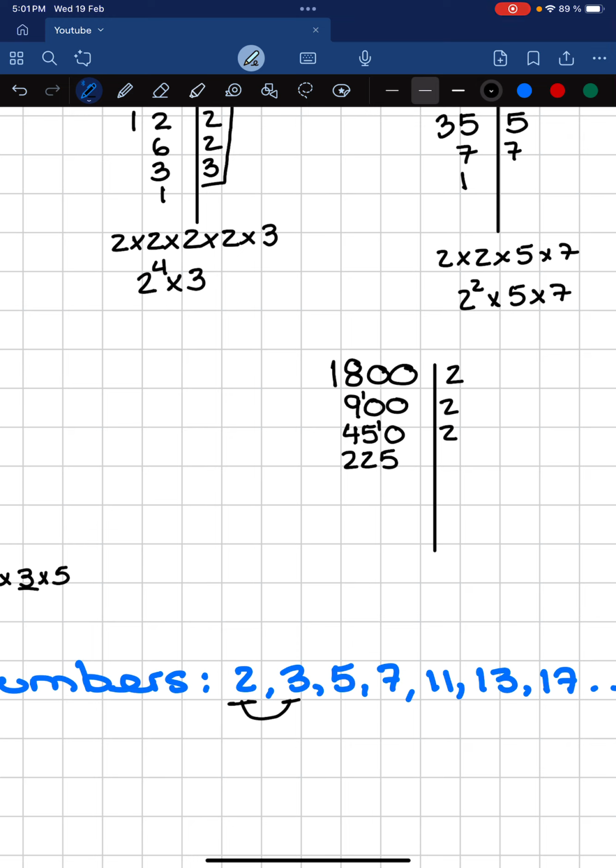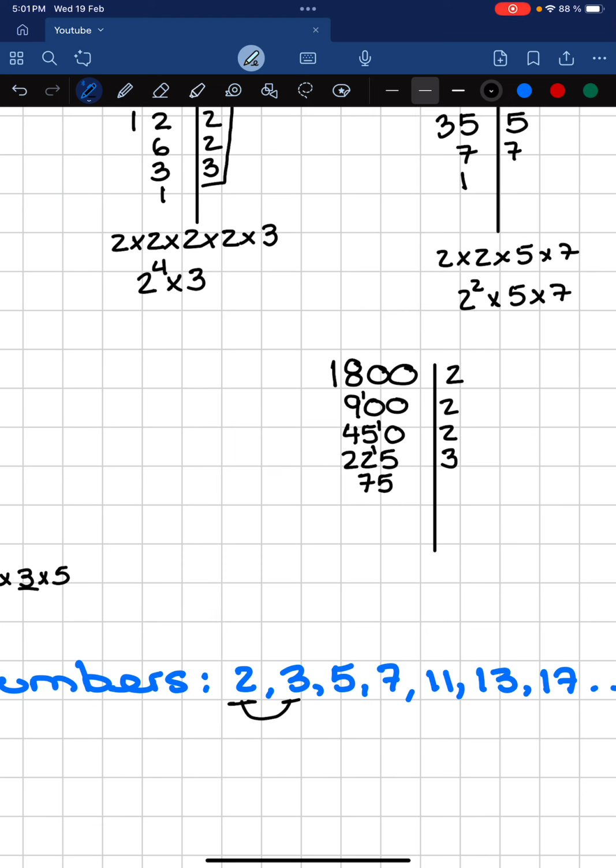Can we divide it by 3? Remember to use divisibility rules for this. 2 plus 2 is 4, plus 5 is 9. That means that, yes, we can divide it by 3. 3 in 2 doesn't fit, so we're going to take the 22. And 3 in 22 fits, very good, 7 times, because 3 times 7 is 21. That means we have a remainder of 1, which we put here. And 3 in 15 fits 5 times.